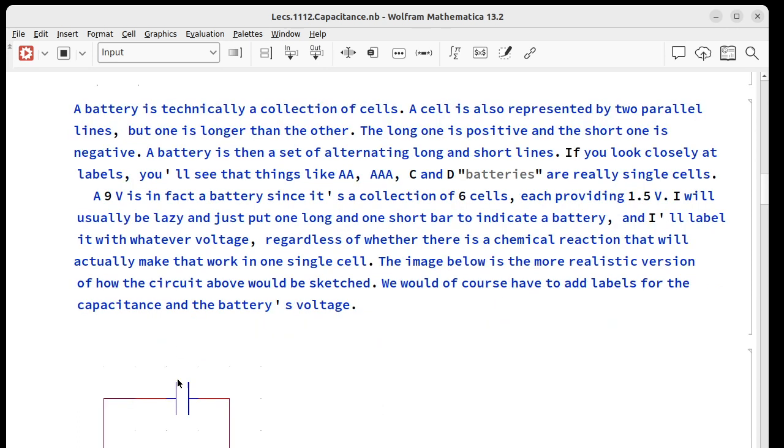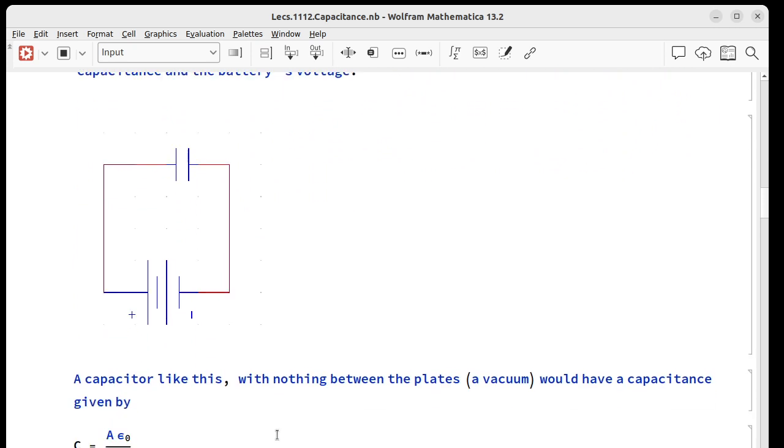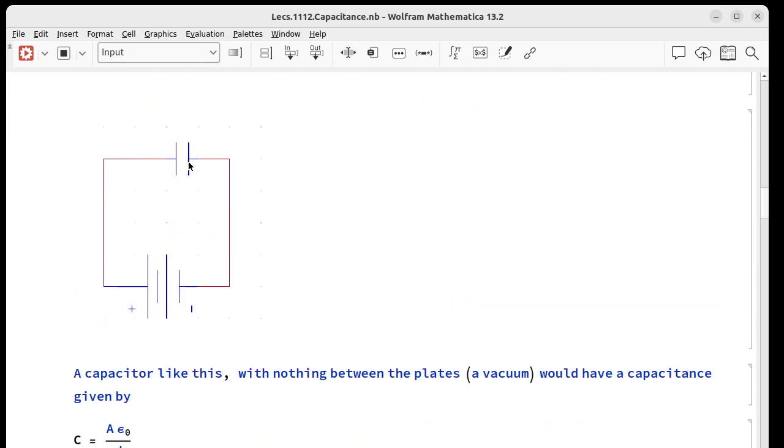This is a typical circuit diagram, except we'd put a label on here for capacitance of this capacitor, voltage of this battery, and we'd be done. This parallel plate capacitor, if we just have a vacuum between the plates, so we assume there's absolutely nothing in there, no air or anything, the formula for the capacitance would look like this.